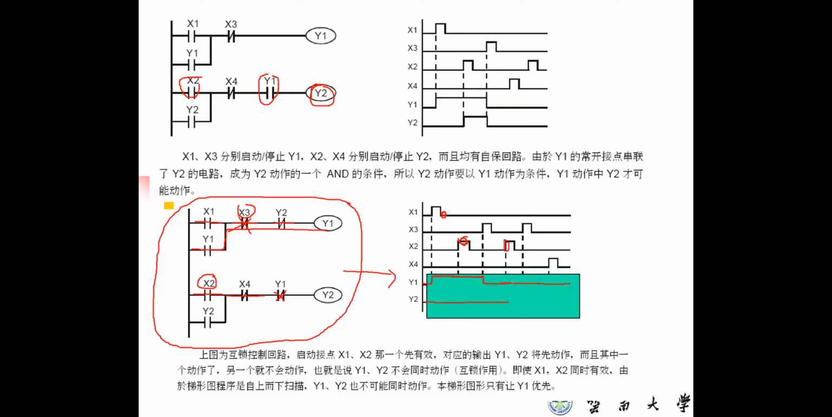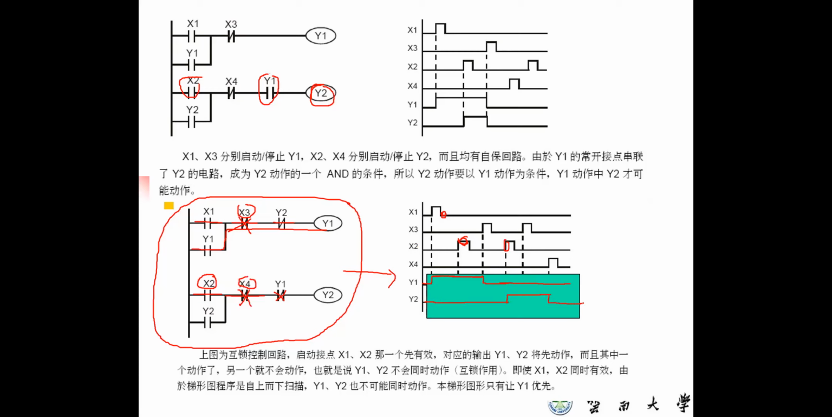When y1 is equal to 0 and x2 is equal to 1, it will hold. And when x4 is equal to 1, this is not conduction, so it will go down to 0. So this is the result, y1 and y2.